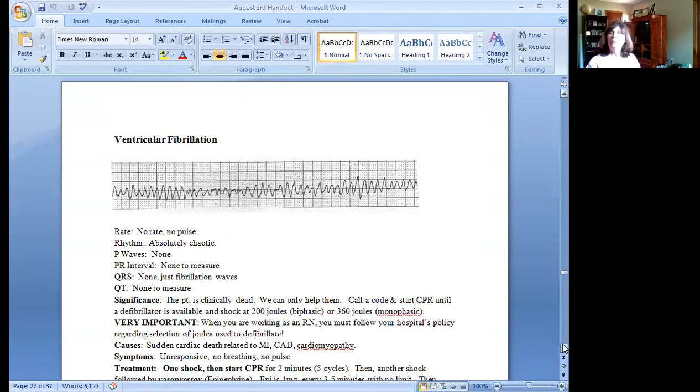How many of you have been in a code? How many of you have observed a code? Organized chaos. Pretty interesting. There are certain roles, and what we need to strive to do is have someone maintain the airway. It's usually the respiratory therapist, and they're just bagging them. That is quite adequate. And we're not overventilating either. It's probably one breath every 5 seconds. That would be 12 breaths a minute. That's plenty enough.